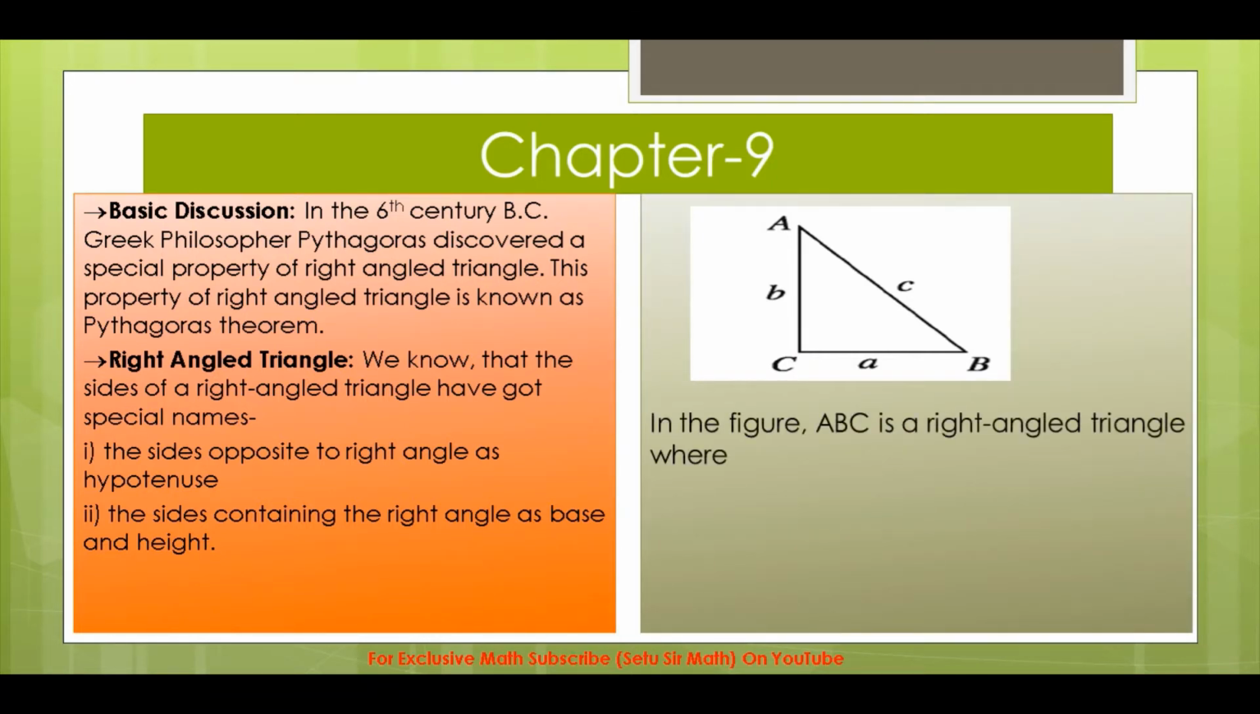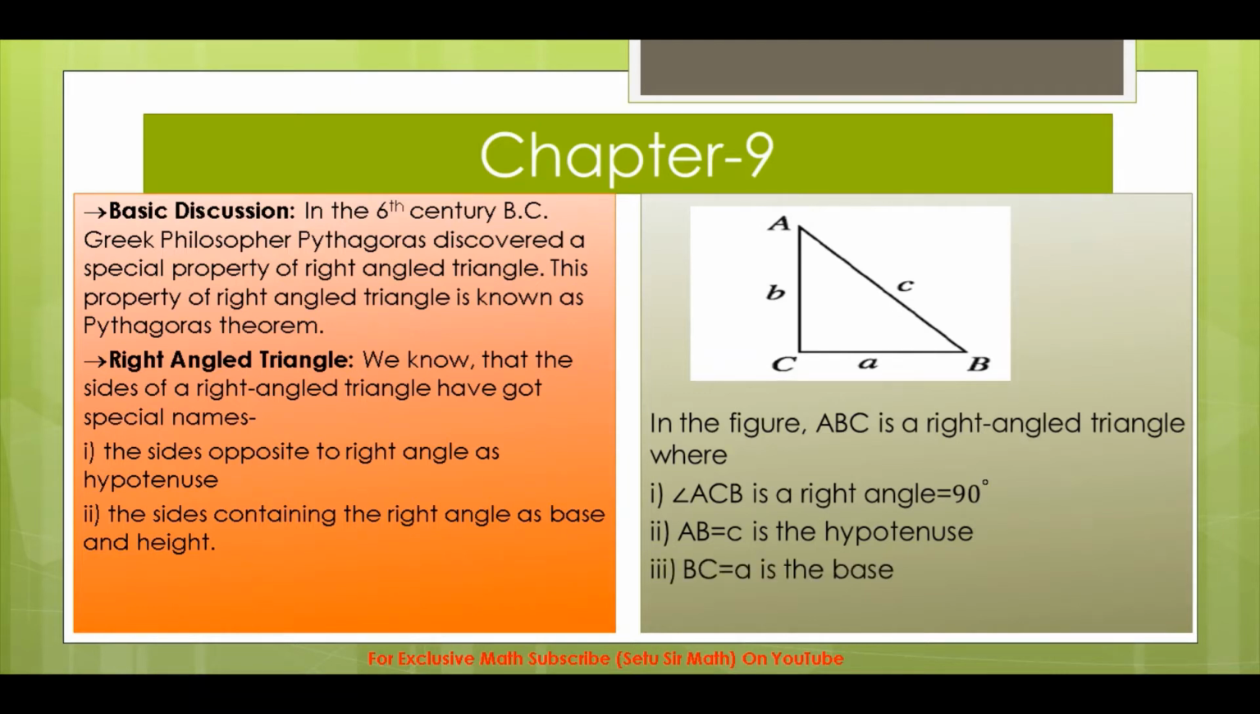So in the figure, ABC is a right angle triangle where angle ACB is the right angle, equal to 90 degrees. AB, let it be c, is the hypotenuse. BC, let it be a, is the base. Using small letters, let AB equal c, let BC equal a, and AC equal b is the height.